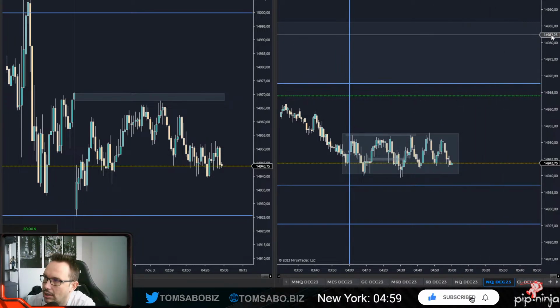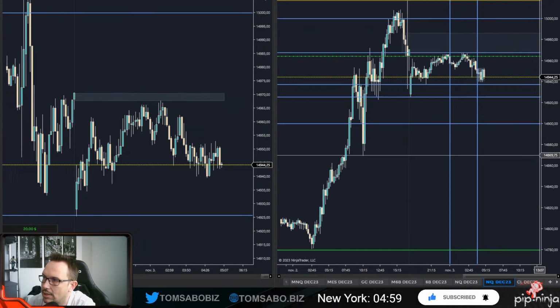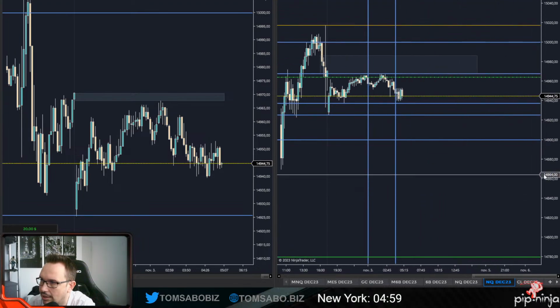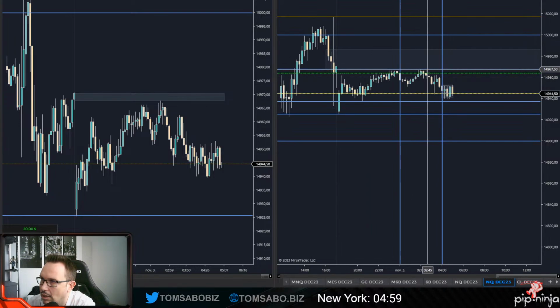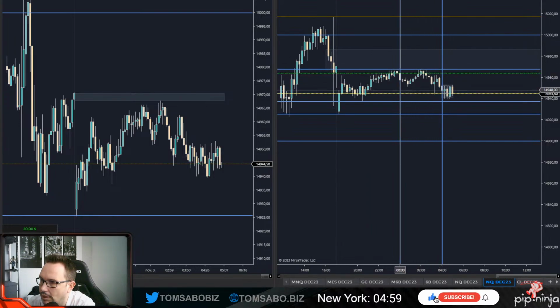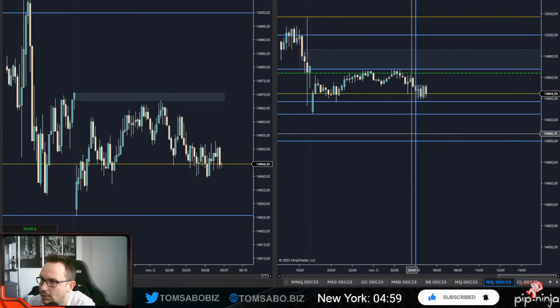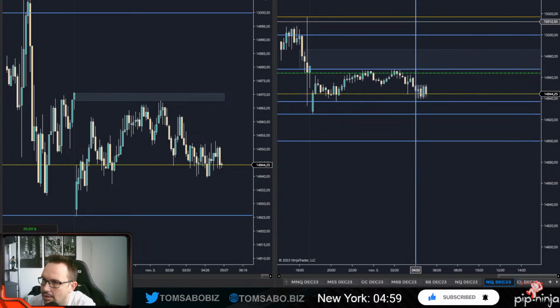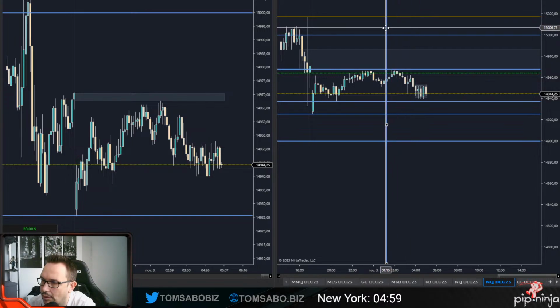But I marked some points up here, and let me show you. This is a 1 hour Nasdaq or NQ or whatever. I can delete this, right? So this vertical line here is okay. I just screwed it up. Let's go back.